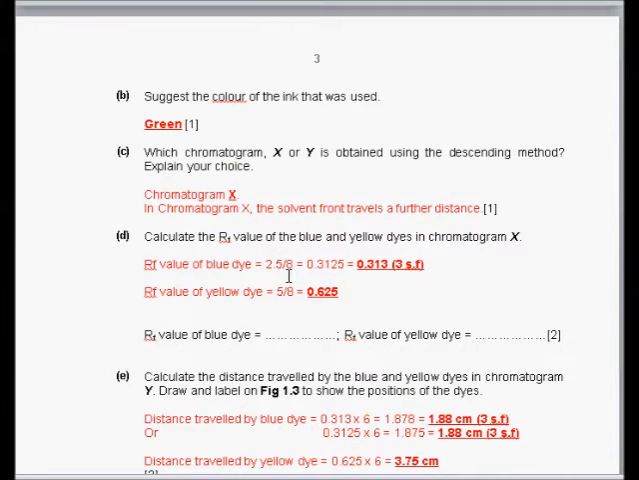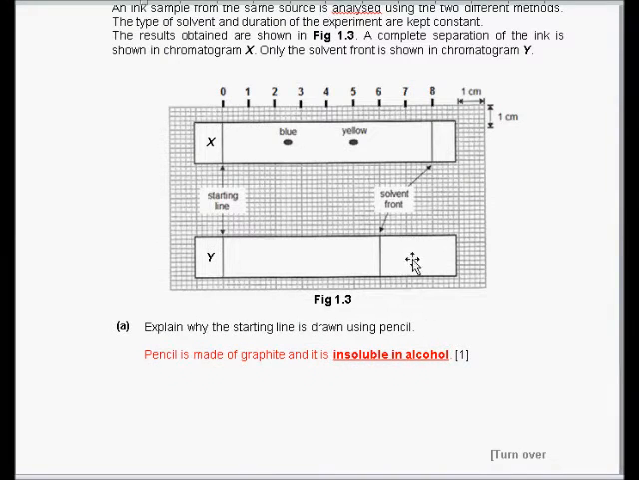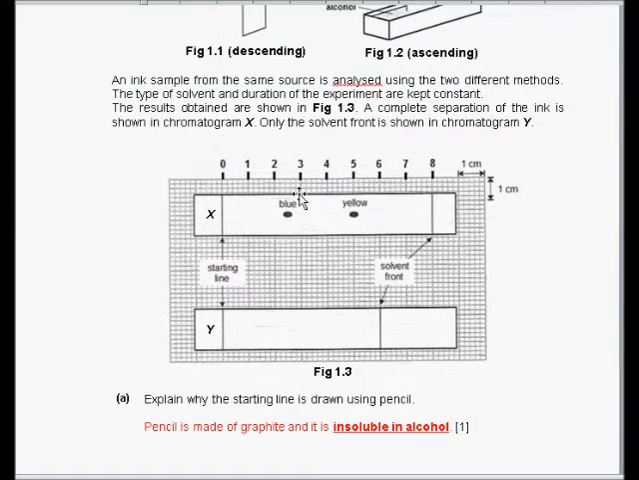And when you measure the distance traveled by the dye, it must be measured from the center of the spot. Okay, for example over here, you should measure the distance traveled by this blue dye from the starting line to the center of the blue spot. I think some of you measure the distance from the starting line to the right hand side of the blue spot, or the left hand side of the blue spot. It should be at the center. So in this case, the distance traveled by this blue dye is 2.5, and by the yellow dye is 5.